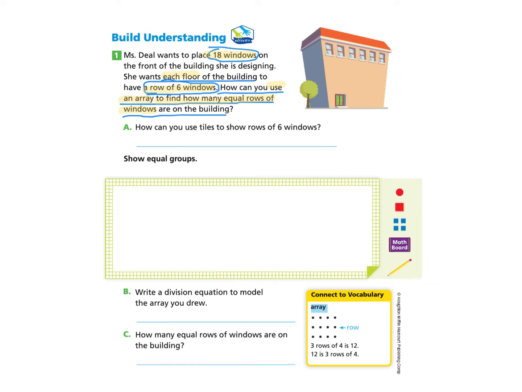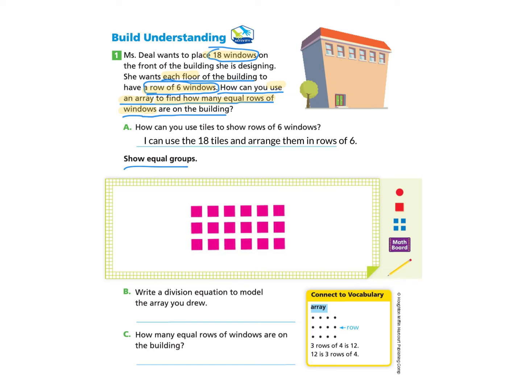Now let's take a look at part A. How can you use tiles to show rows of 6 windows? Our word problem states that there are only going to be 18 windows. So one idea is that I can just use the 18 tiles and arrange them into rows of 6. Now they're asking for me to demonstrate this in the green rectangle and show equal groups. So if you would like to pause the video and go ahead and try this on your own and come back, you're welcome to do that.